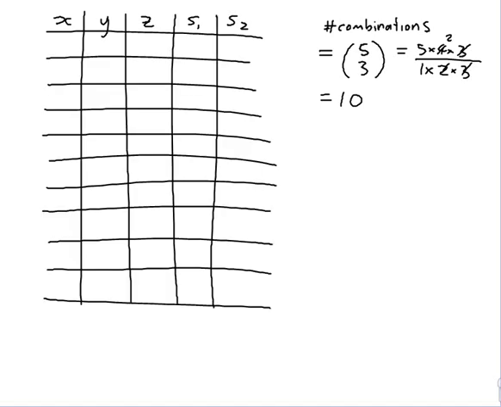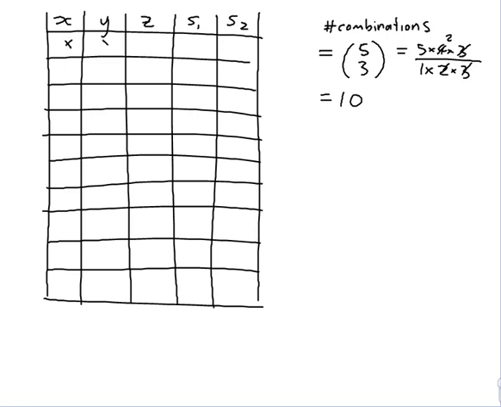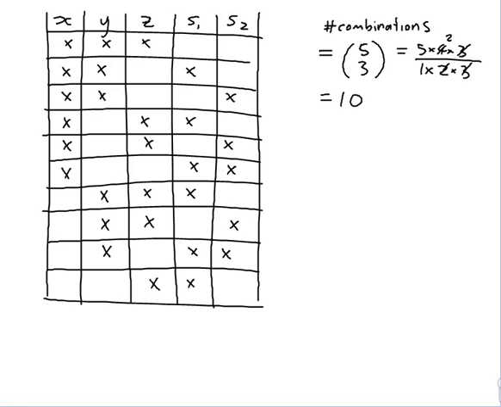Okay, so there's my table in which I'm going to put the various combinations. So let's see. I could have X and Y and Z, and X and Y and S1, X and Y and S2, that's all the ones with X and Y, X and Z and S1, X and Z and S2, that covers all the ones with X and Z, X and S1 and S2. So that's all the ones with X, so we'll do the rest of the ones with Y. Y and Z and S1, Y and Z and S2. That's just all the ones with Y and Z. Y and S1 and S2, that covers all the ones with Y, and that leaves Z and S1 and S2.